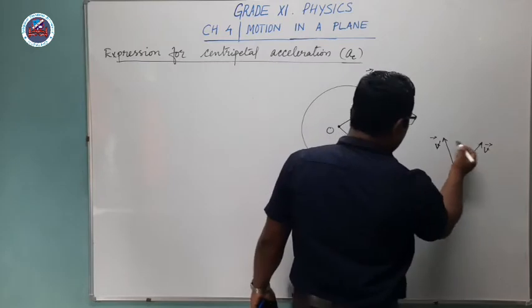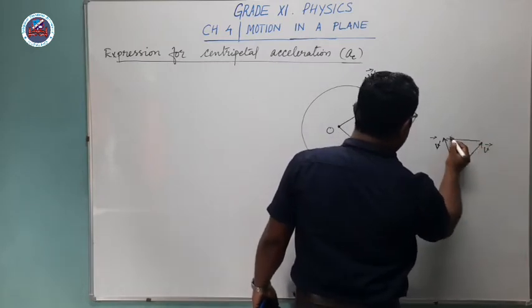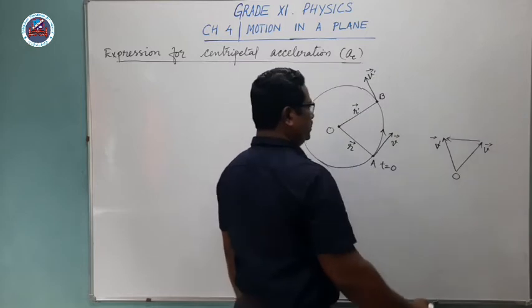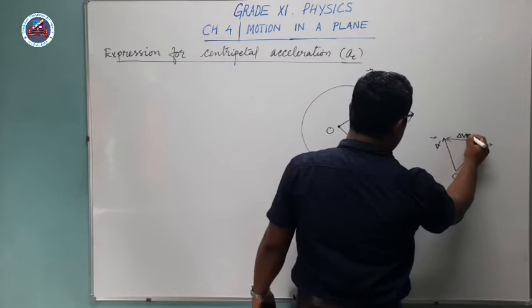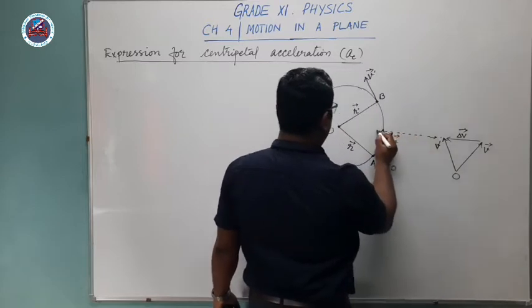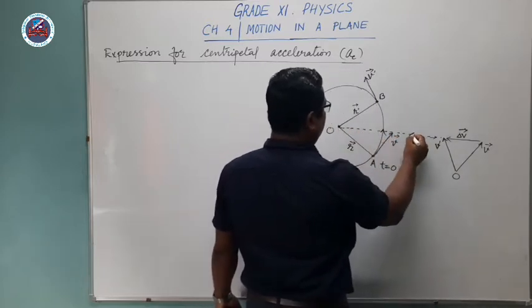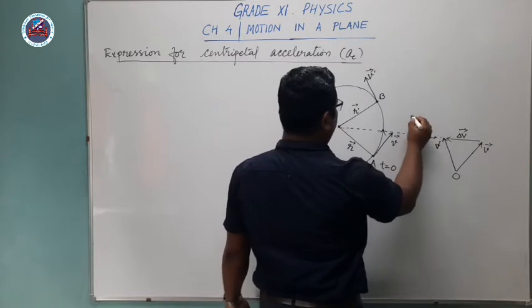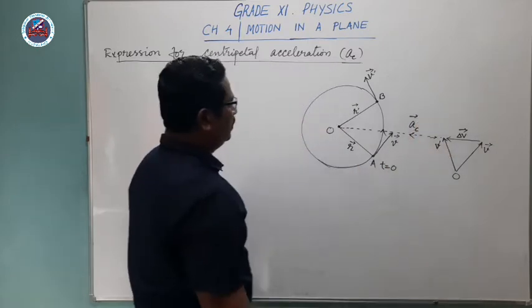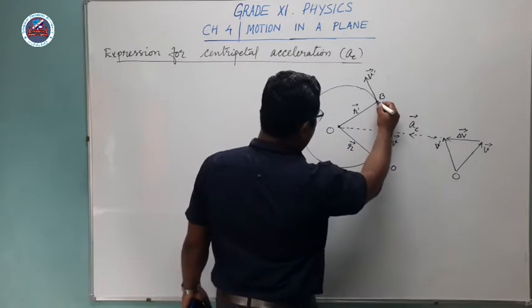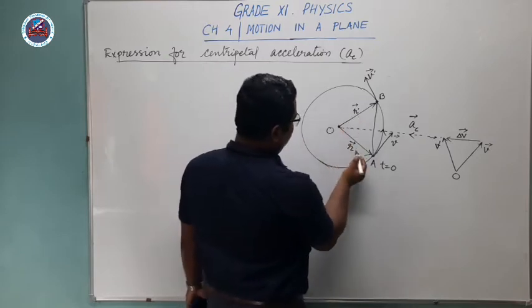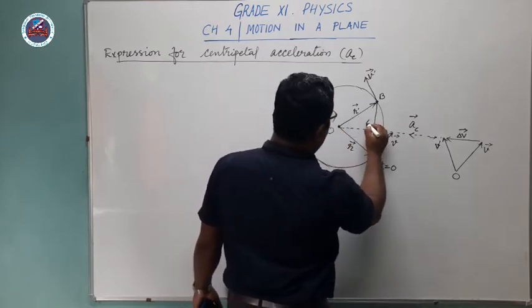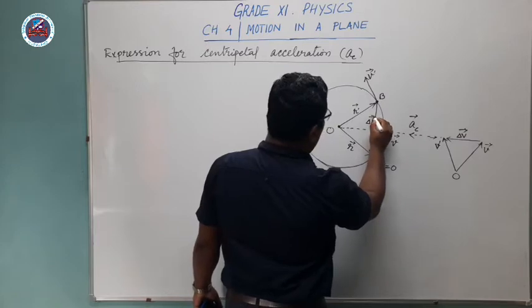Then this closing side will come this way. If you use the triangle law of vector addition, then this will represent the change in velocity, final velocity minus initial velocity, delta v. It will be pointing at the center of the circular path. Centripetal acceleration always points at the center of the circular path. And here r dash is the final position. These are in terms of position vectors. Suppose r dash is the final position, r is the initial position, this is the change in position, we write this as delta r.